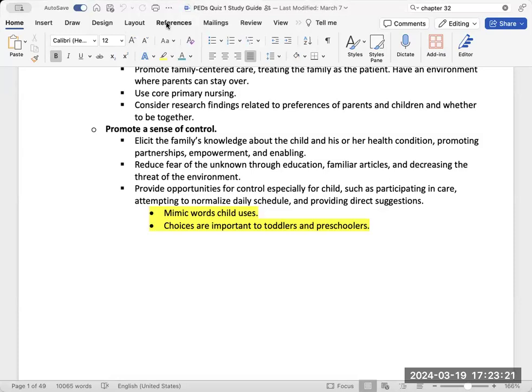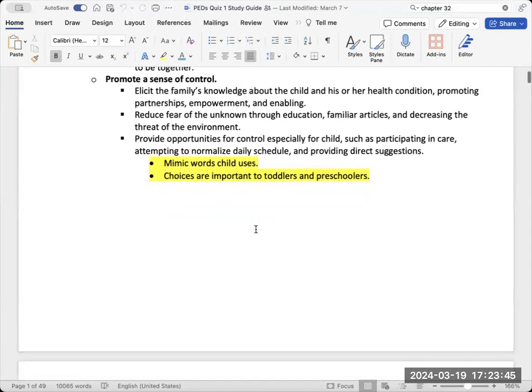And we also want to have a daily schedule and have direct suggestions, because especially for children, they need to have a normalized schedule. Children usually follow a routine at home, and they should have a routine here as well. We also want to mimic words that the child uses. That's going to really help with the child feeling comfortable and making sure that they're not feeling like they're not in their home environment, because that can cause distress.